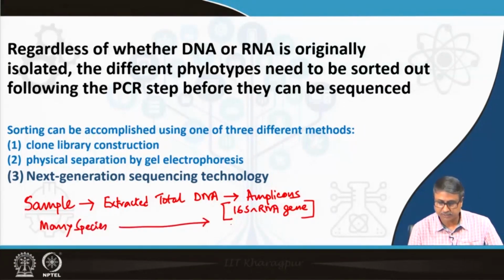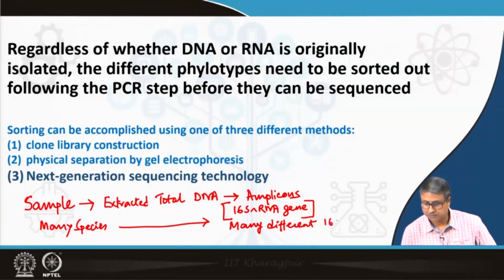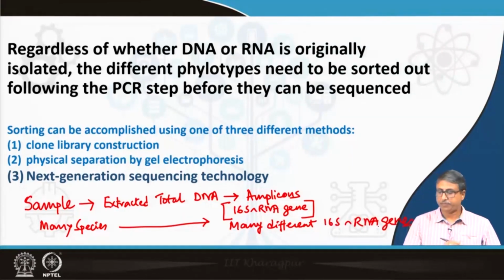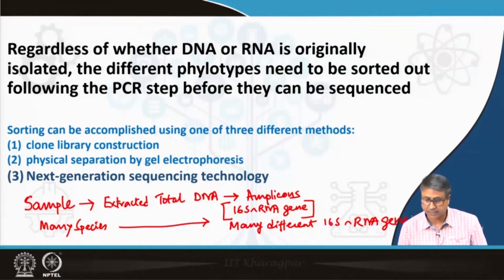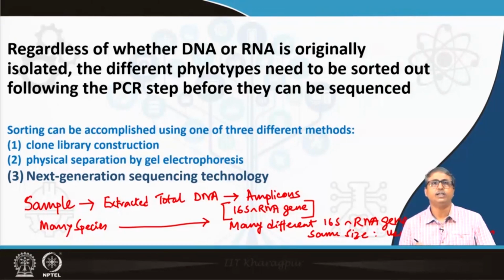Many species means many different rRNA genes. Now, interestingly, all these 16S rRNA genes are of the same size. Why are they the same size? Because we have used a set of primers which are always going to bind to a particular location, and then allow amplification.